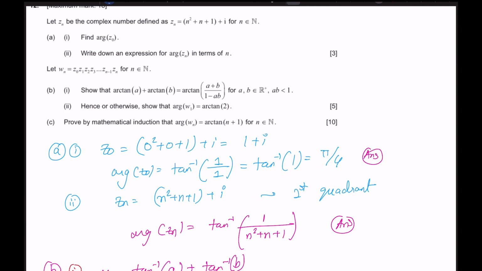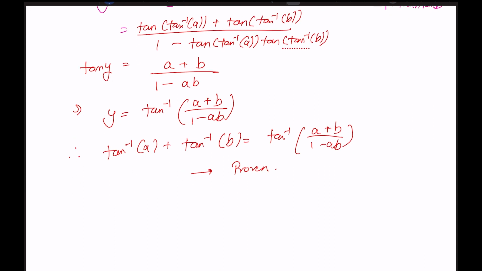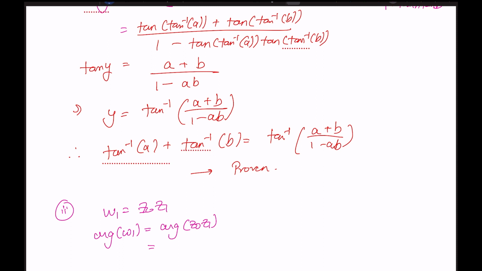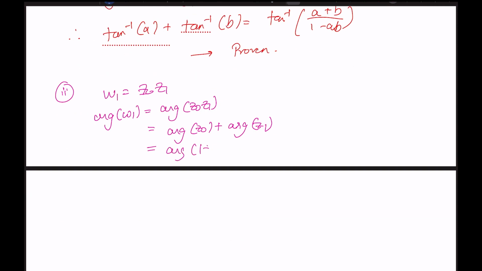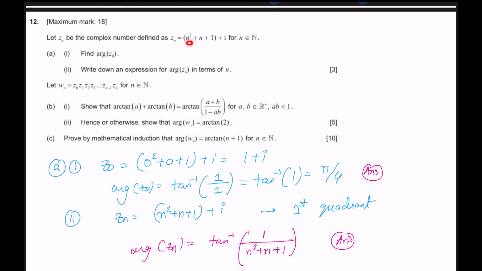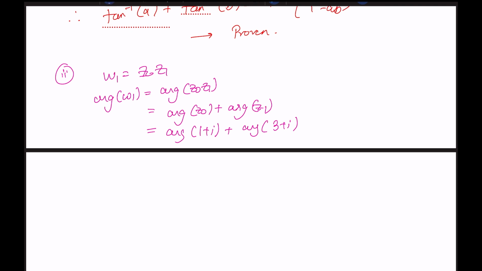So B1 is done. Now B2: we have to show that the argument of W1 is tan inverse 2. W1 would be Z0 times Z1, so the argument of W1 would be the argument of Z0 Z1. From the properties of argument, we know that arg of Z0 times Z1 can be written as arg Z0 plus arg Z1. If I put n equals 0, I get Z0 as 1 plus i, and if I put n equals 1, I get 3 plus i. So Z0 is 1 plus i, and Z1 is 3 plus i.